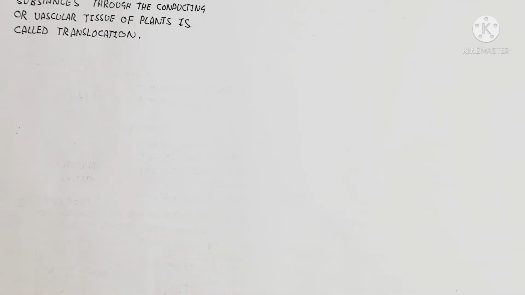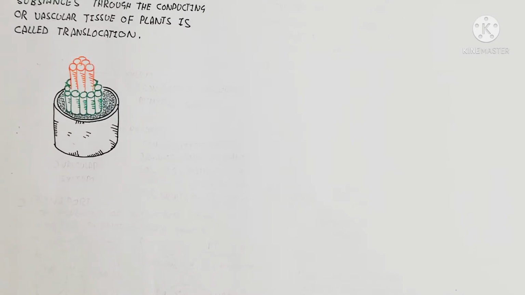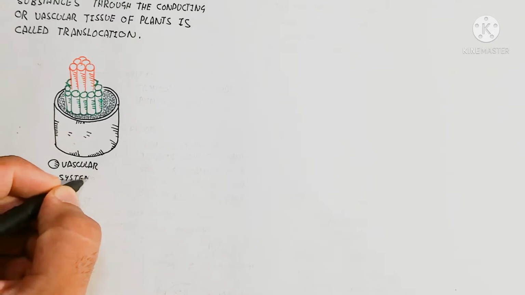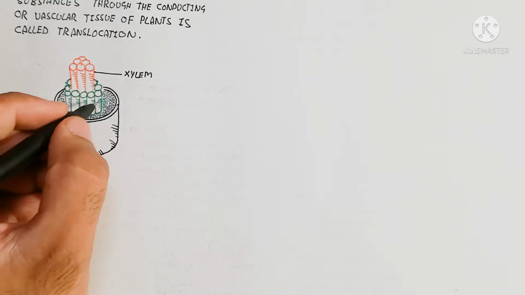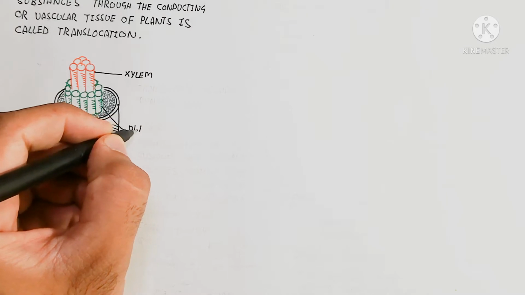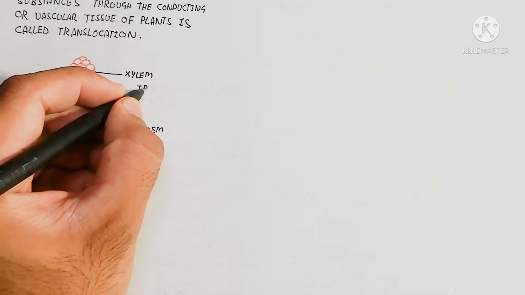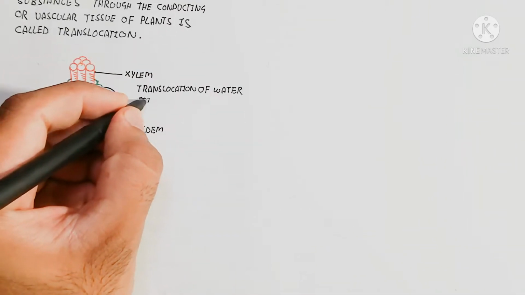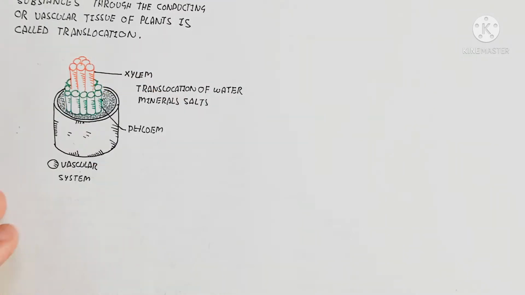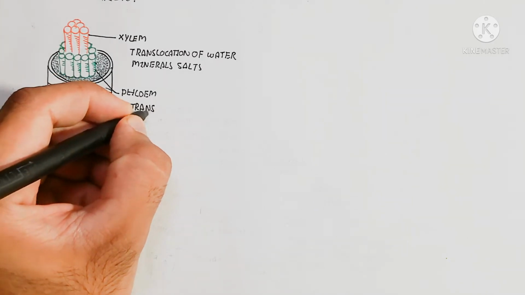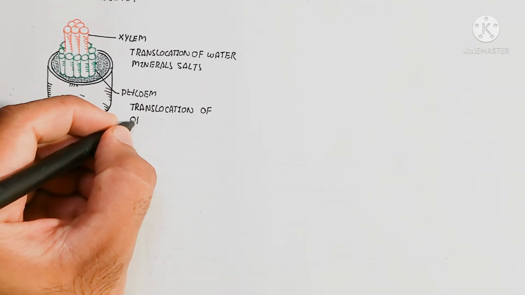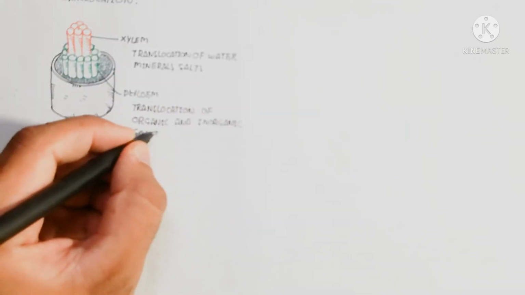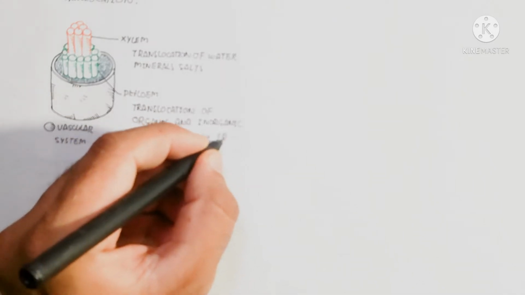So here I am drawing the vascular system which is present in the stem, root and leaf. The xylem and phloem are the important conducting tissues used for food and water conduction. So here is the xylem. Xylem translocates water and mineral salts, while the phloem translocates organic and inorganic solutes mainly from leaves to other organs like fruit, roots and stem.